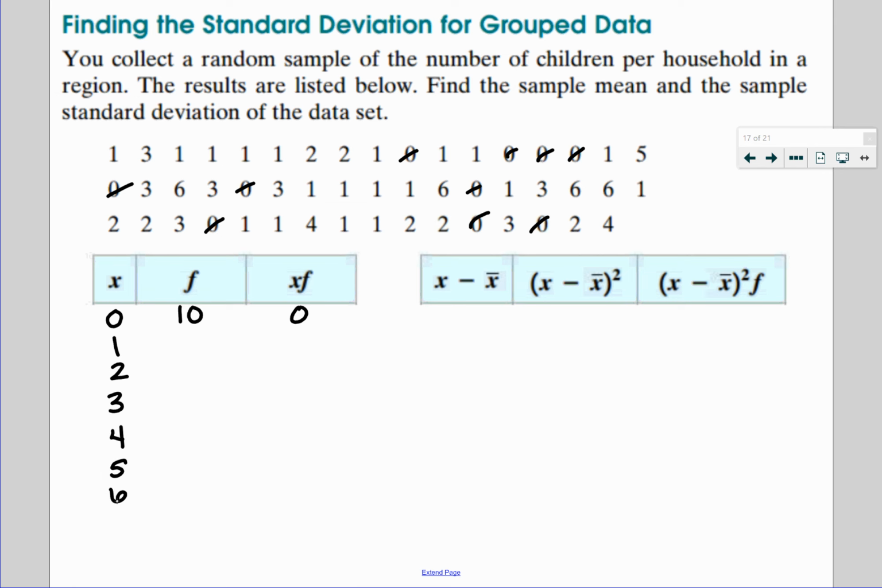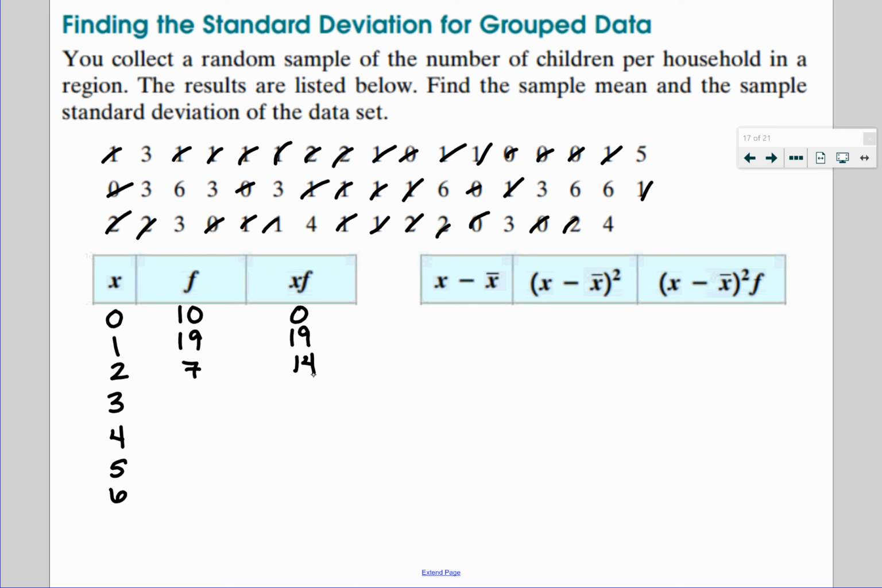1, 2, 3, 4, 5, and 6. Let's get all those frequencies. How many ones do I have? 1, 2, 3, 4, 5, 6, 7, 8, 9, 10, 11, 12, 13, 14, 15, 16, 17, 18, 19. Multiply 1 and 19, I get 19. Twos: 1, 2, 3, 4, 5, 6, 7, 14. Threes: 1, 2, 3, 4, 5, 6, 7, again, 21. Fours: 1, 2, multiply them, I get 8. Fives: 1, multiply them, I get 5. Sixes: 1, 2, 3, 4, multiply them, I get 24.